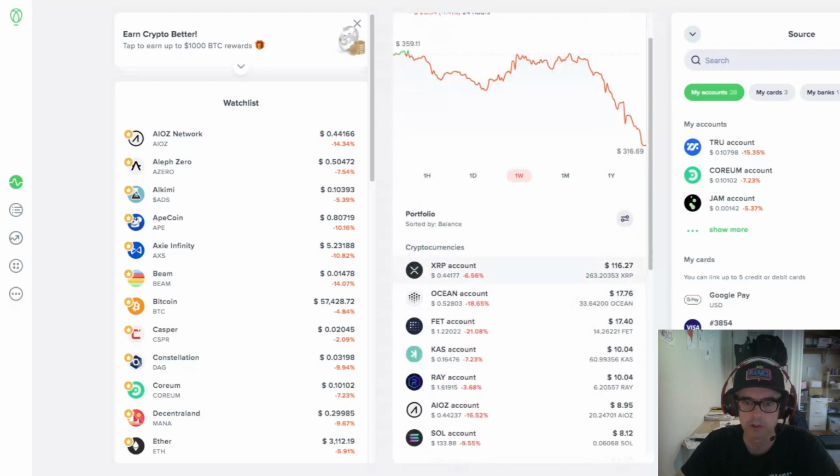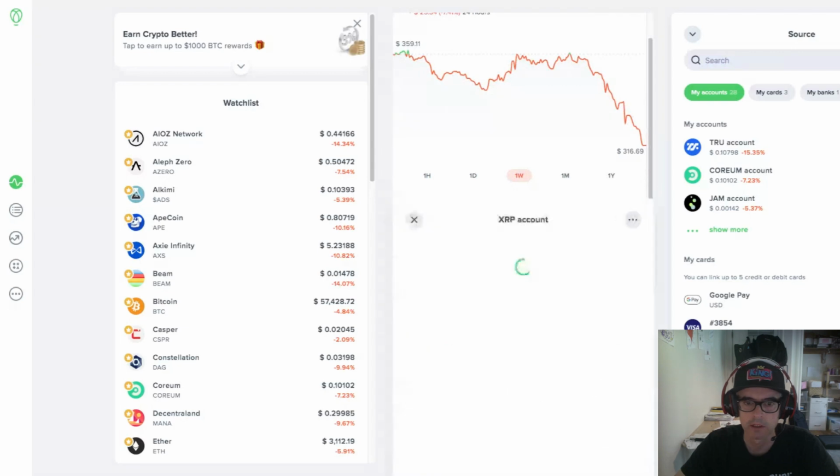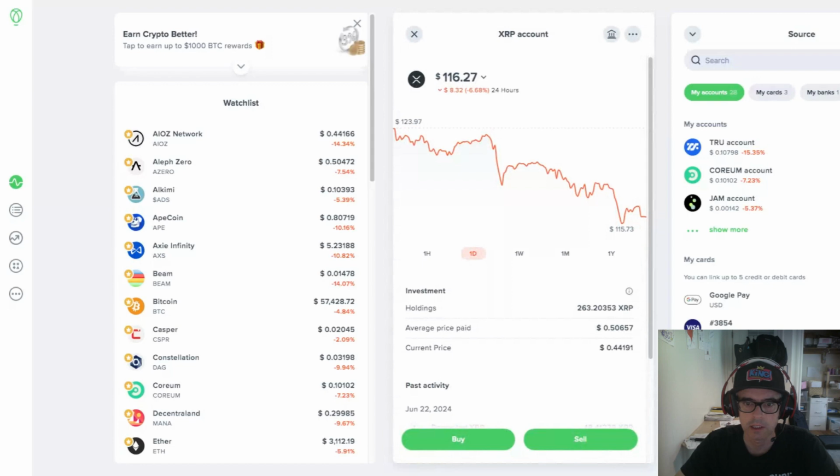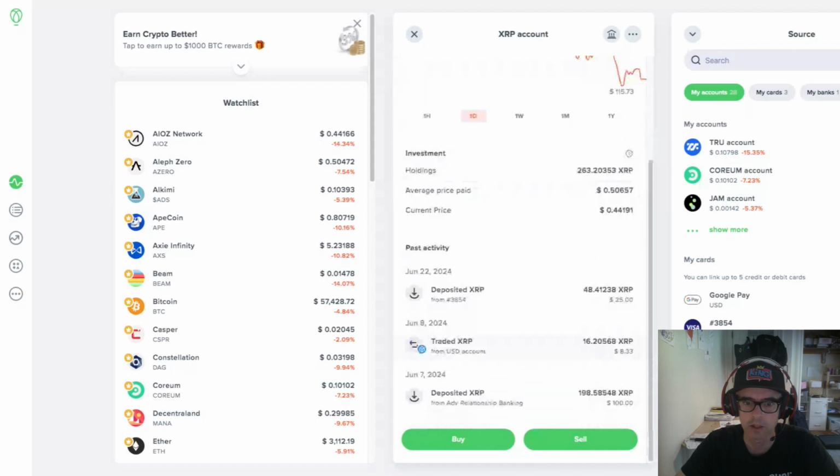coins in my portfolio. You can see if I click on one of them, for example, this one, you can see that I have 263 XRPs. And I bought them at an average price of 50 cents each. So now the price is at 44 cents. So we can see very quickly how things have performed over the past few days. And then if I scroll down for each of these coins, we can see the different trades that I've made.